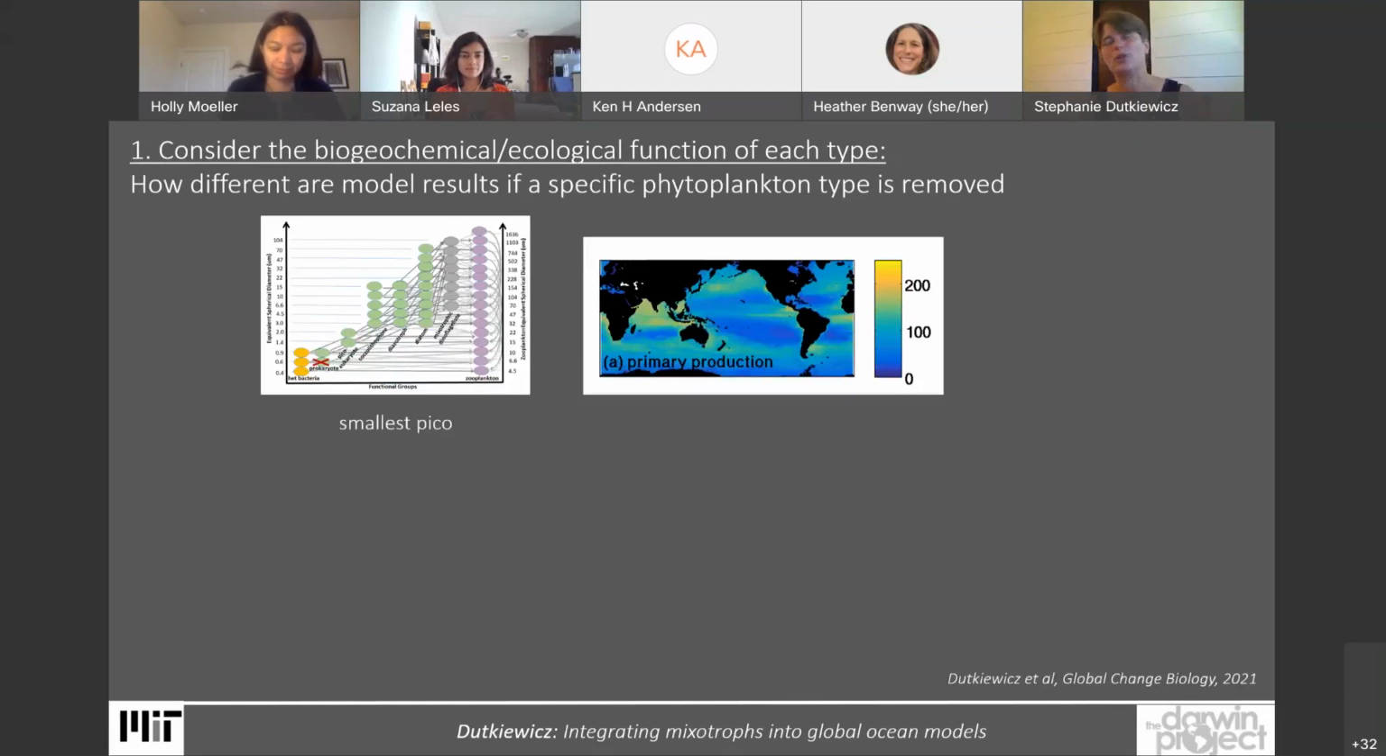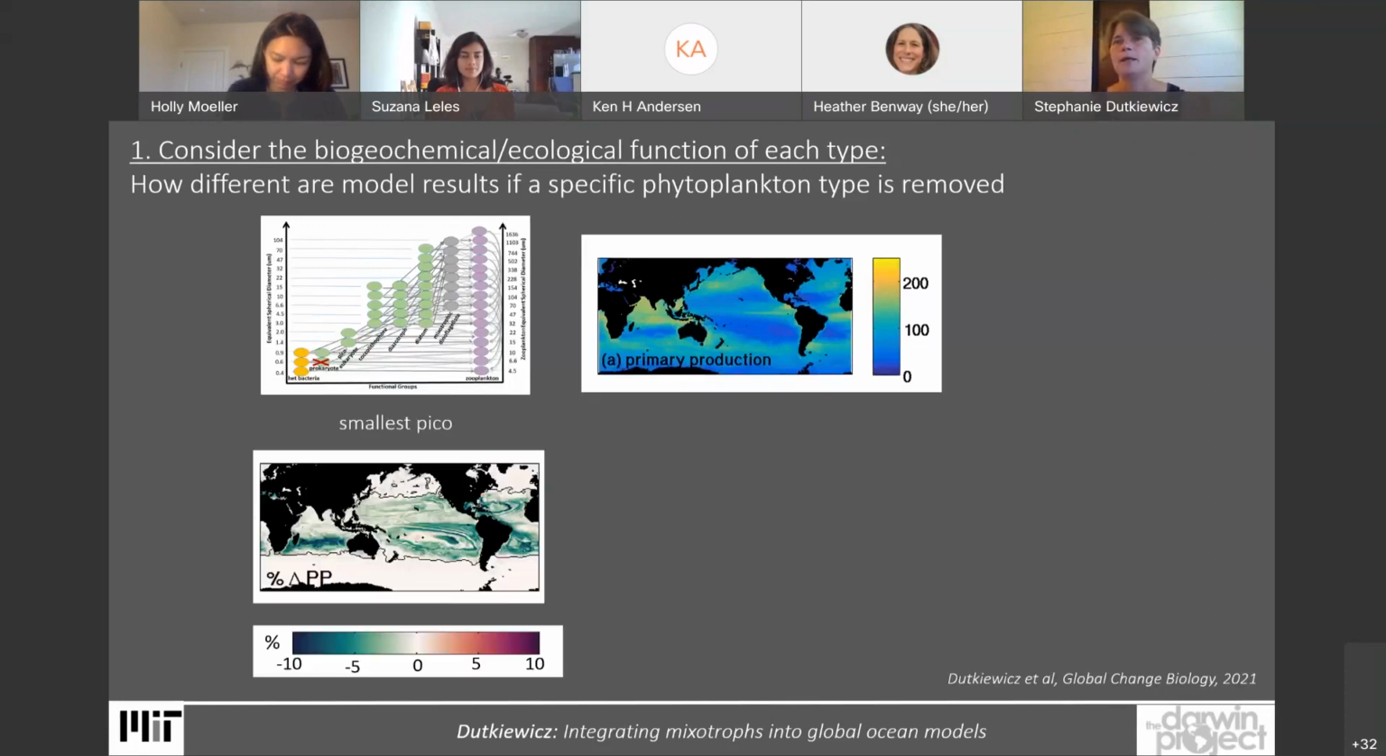We can use a model like this to do those sort of experiments. For instance, what happens if we remove the smallest phytoplankton? This would be a sort of Prochlorococcus analog. And how would that impact, for instance, primary production? Because we have the model, we can do that. We can run everything exactly the same, just picking out that single phytoplankton and seeing what happens. And you can see that it makes quite a big difference. This is the percentage on the bottom.